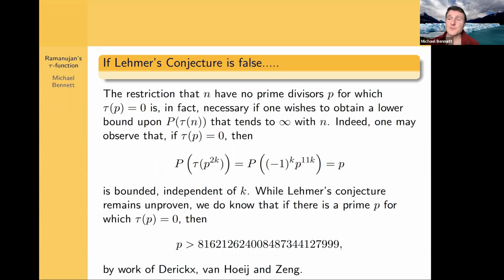So if we want to get any result that says that the greatest prime divisor of tau of n goes to infinity, Lehmer's conjecture has to be true. And again, we don't really know much about Lehmer's conjecture at all. We do know that if there's a counterexample, it's quite big. As far as I know, the state of the art is a result of Derickx, van Hoeij, and Zeng, and p has to be bigger than, I can't even count that, more than 10 to the 20. It's big.